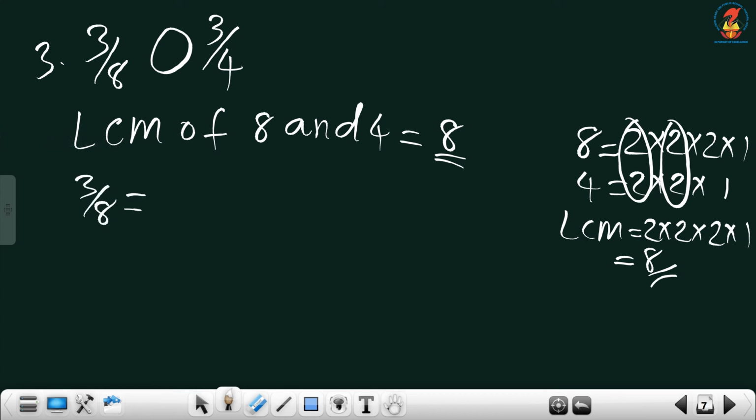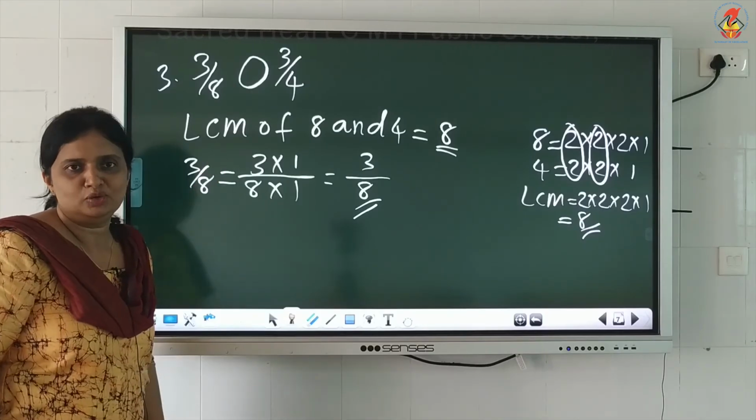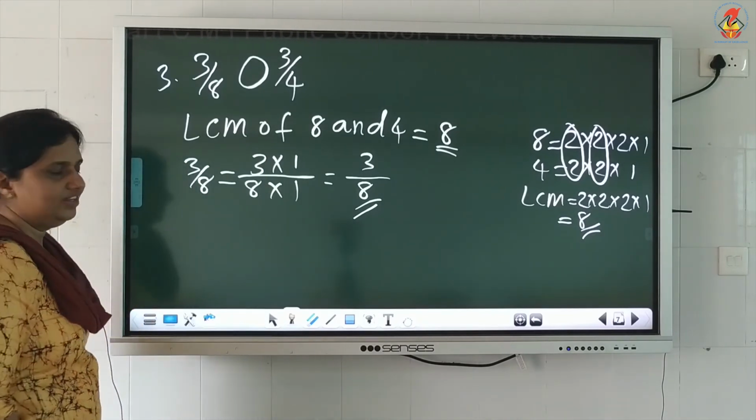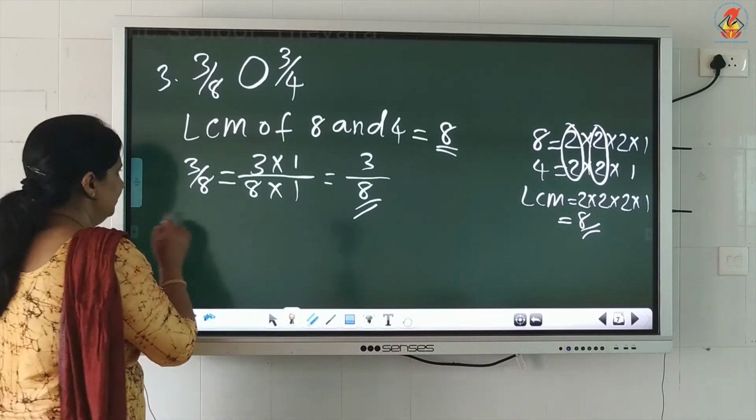First one, 3 by 8. 8 into 1 equals 8. I need to multiply by 1 only. And the numerator also, 3 into 1 equals 3. Whatever I multiply the denominator by, the same value I need to multiply in the numerator also. Then only I will get an equivalent fraction. Okay, we need to change to equivalent fractions. After that only we can compare.